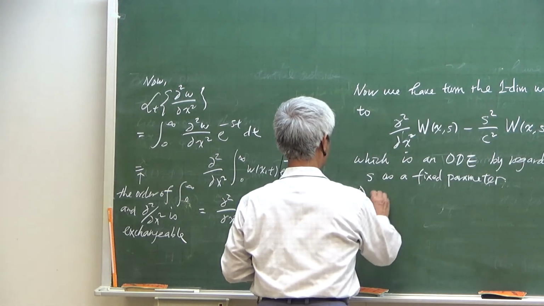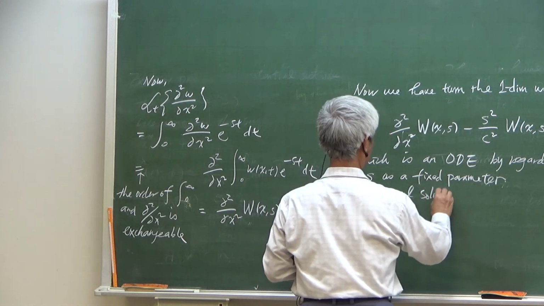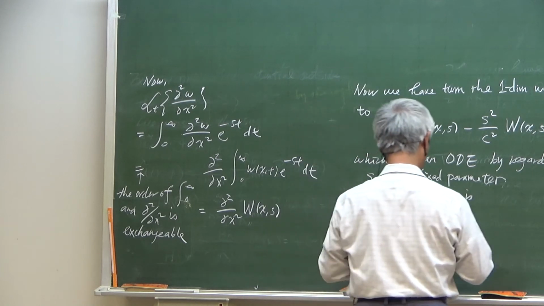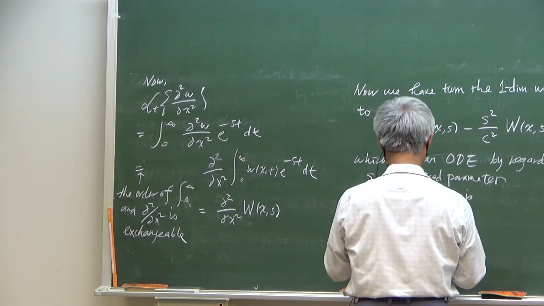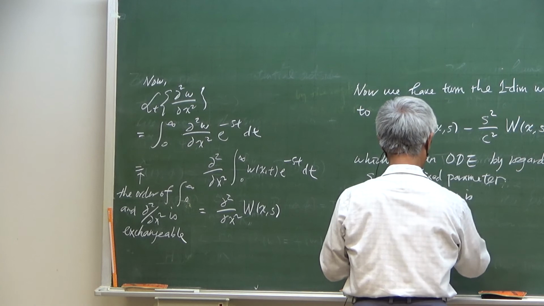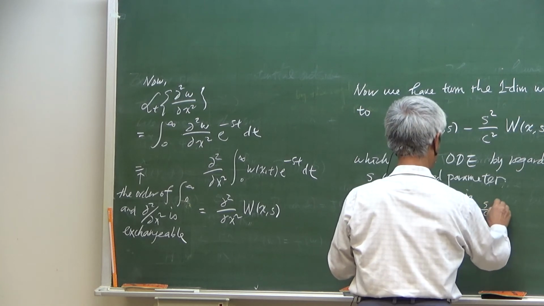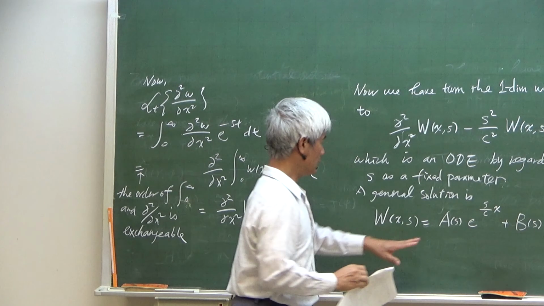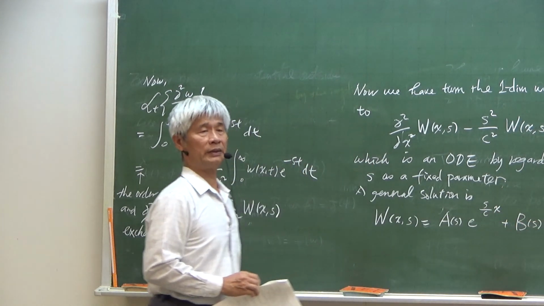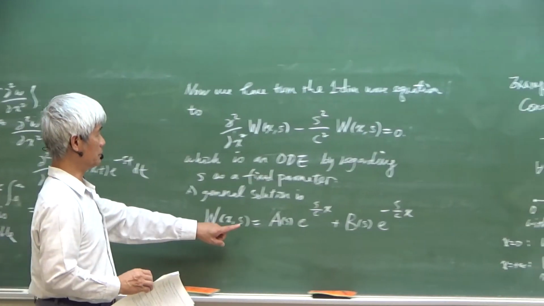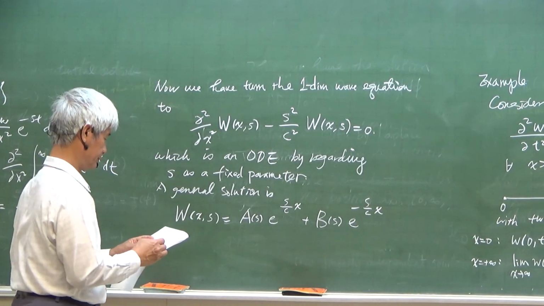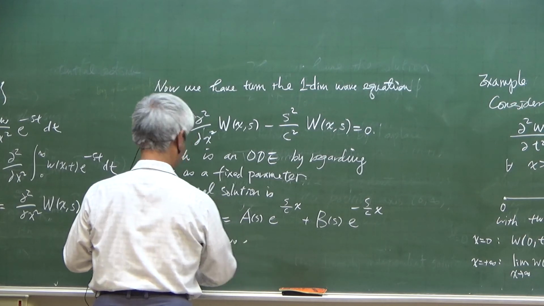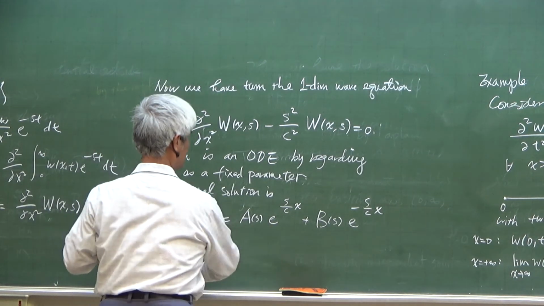A general solution is here: A(s) e to the s x over C plus B(s) e to the minus s x over C. The two coefficients depend on the parameter s.